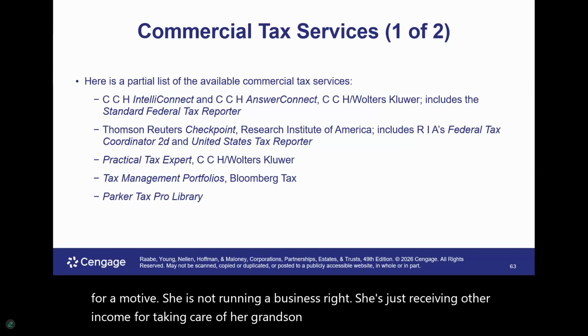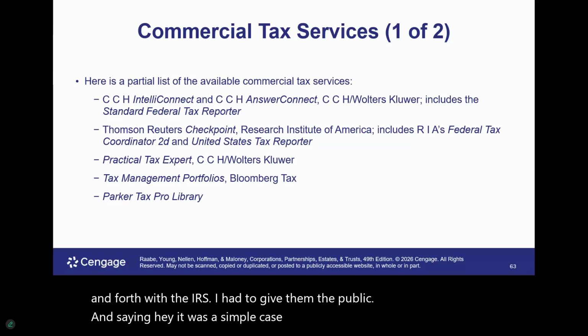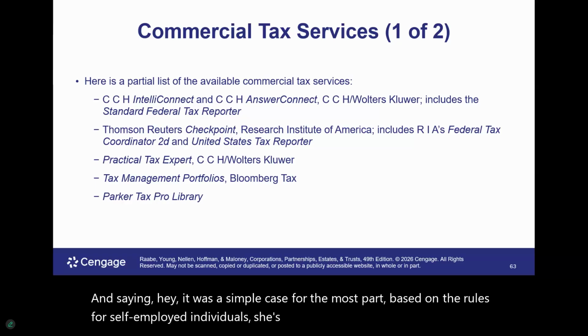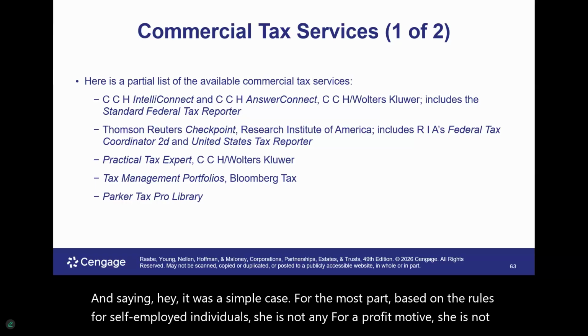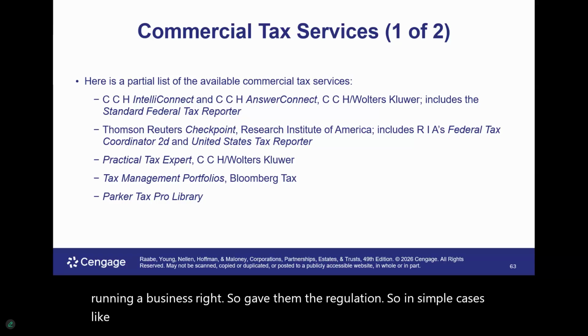So therefore, we had to go back and forth with the IRS. I had to give them the publications and say, hey, it's a simple case for the most part. Based on the rules for self-employed individuals, she's not in it for a profit motive. She is not running a business, right? So I gave them the regulations. So in simple cases like that, we don't need to go that hardcore, right?